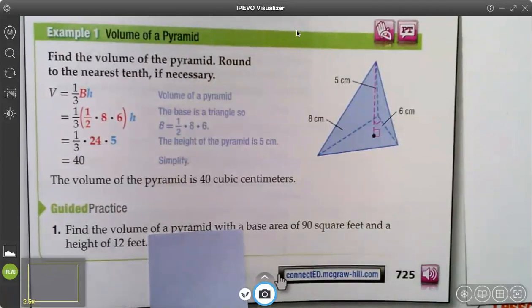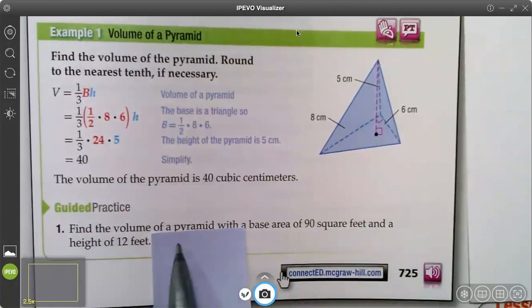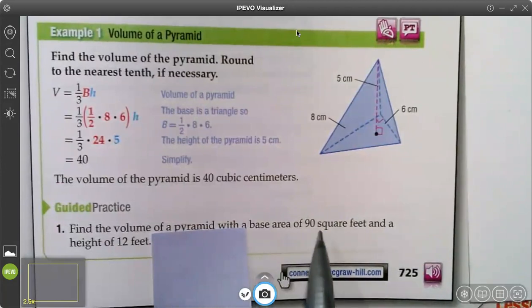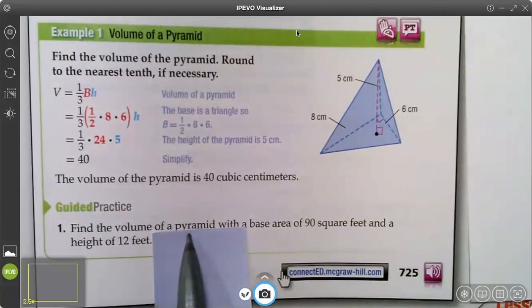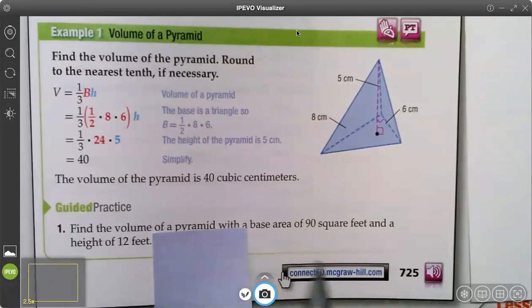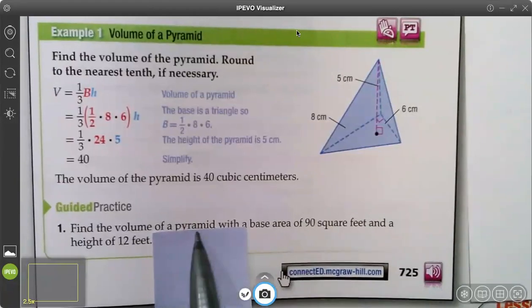Let's do guided practice number 1 together. Find the volume of a pyramid with a base area of 90 square feet and a height of 12 feet. Well, I notice it gives me base area, it gives me big B, and it calls it square feet. That's another indication it has given me big B. It doesn't even tell me what kind of pyramid it is. It could be a rectangular pyramid, a triangular pyramid, a pentagonal pyramid, a trapezoidal pyramid. It does not matter.